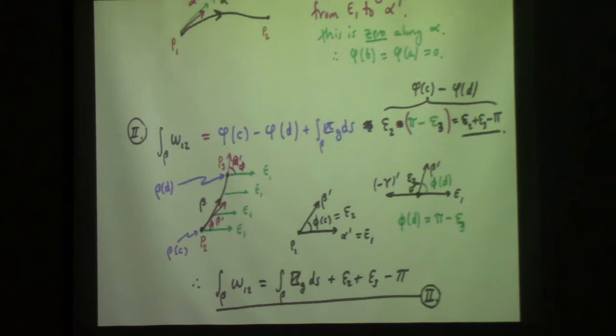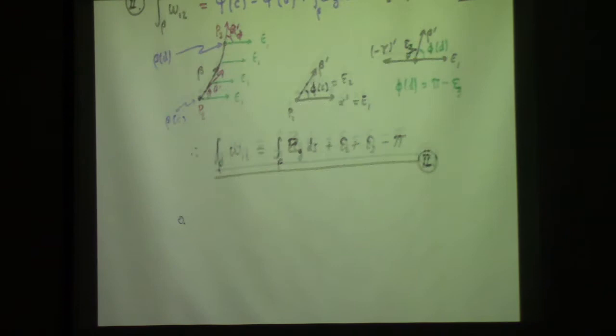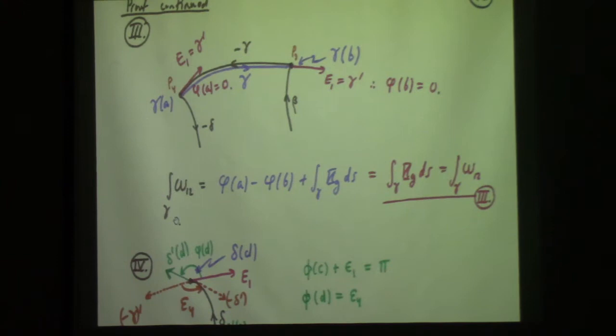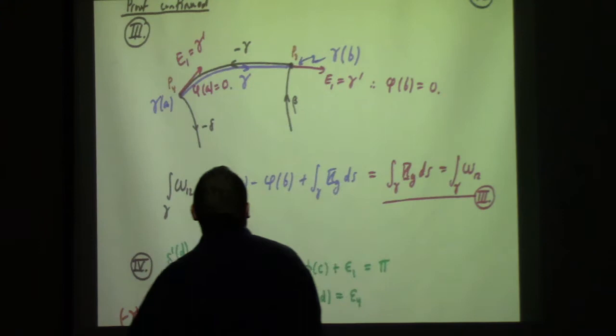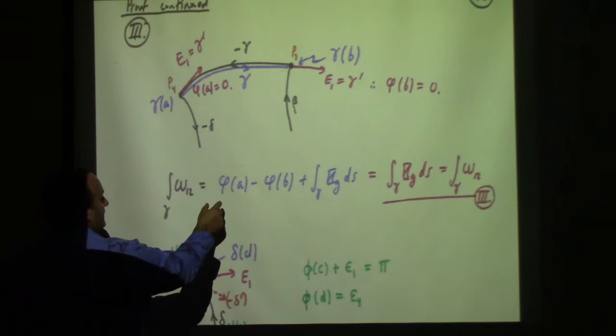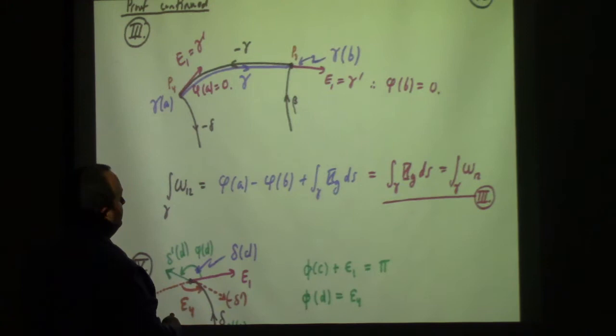All right, so two vertices down, two to go, right? I mean two segments down, two segments to go. So the integral along gamma, right? Well, phi of A minus phi of B. But it's different, though, because it's at these two vertices, not those two.